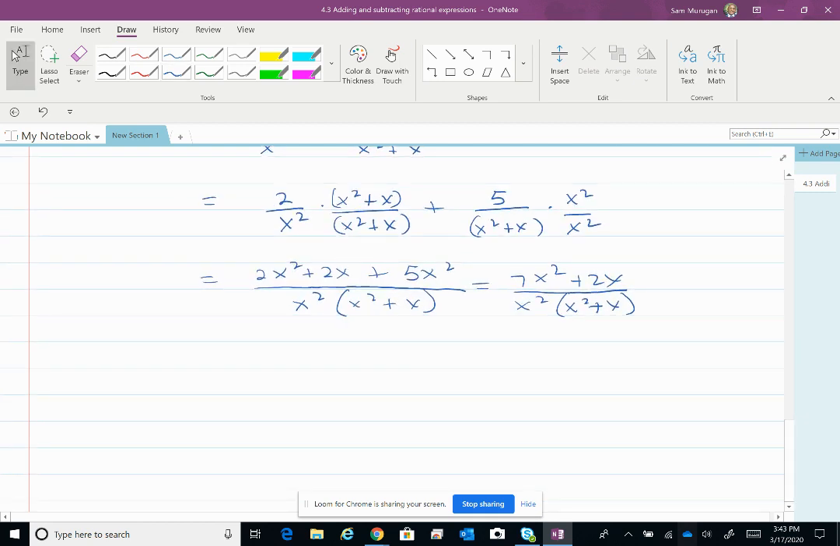So at this point, we're tempted to think that the problem is done, but notice that there's a common factor in the numerator. The common factor here is x, so we can factor out the x. And that leaves us with 7x plus 2.